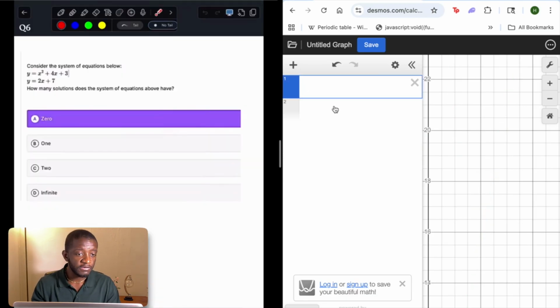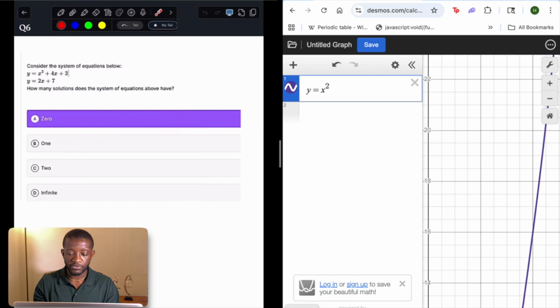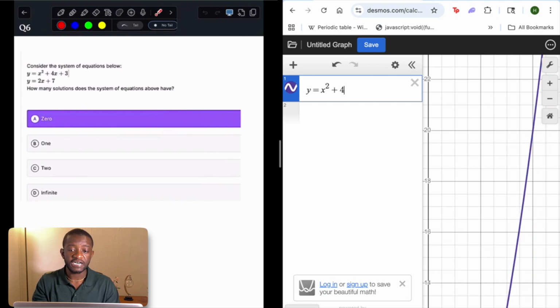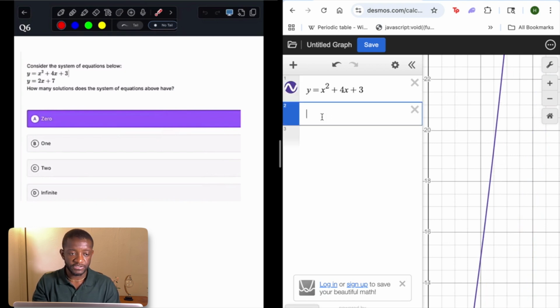Right, it says, consider the system of equations, another one, right? So you have two equations, and they're asking you how many solutions the system of equations has. Well, this one you already know how to do, right? So you just have to plot both equations and then see how many times they intersect, right? So there, 2x plus 7.